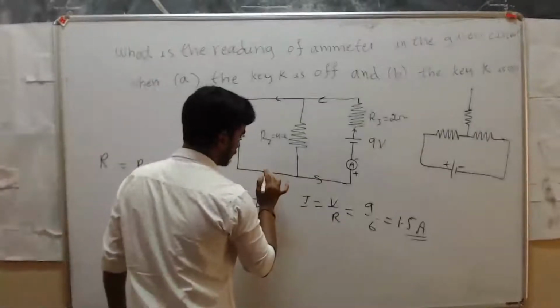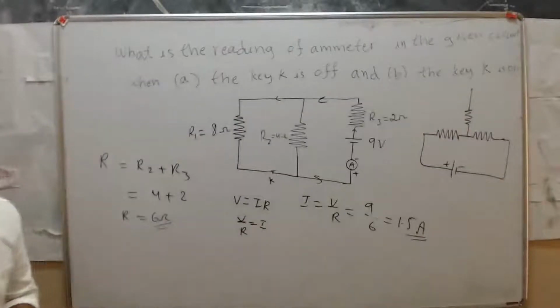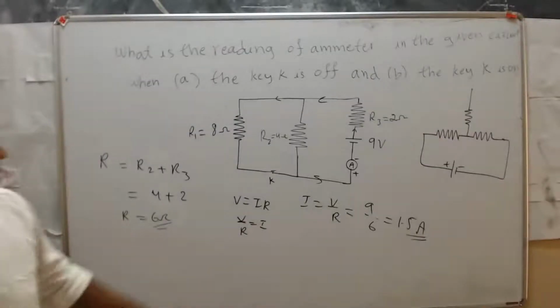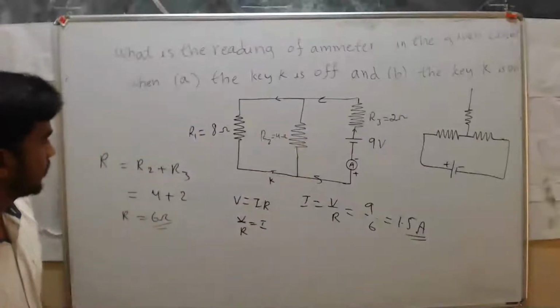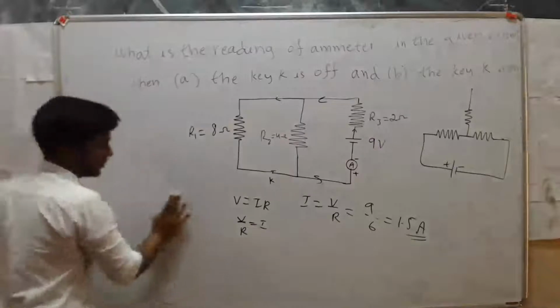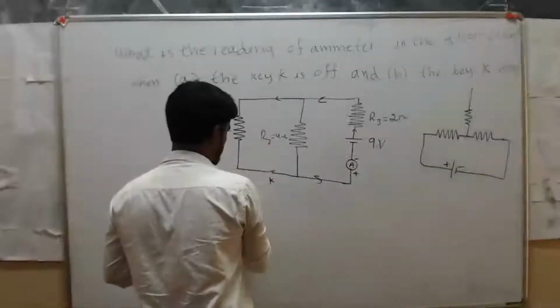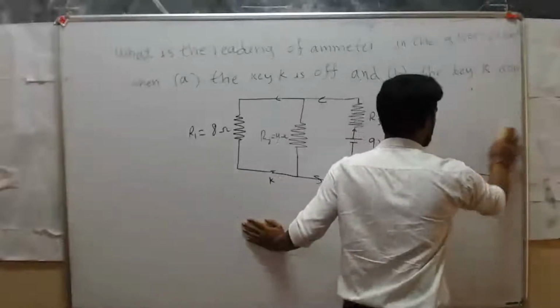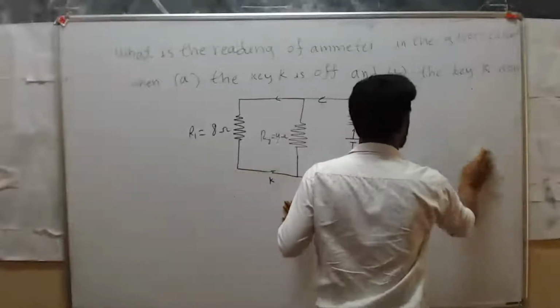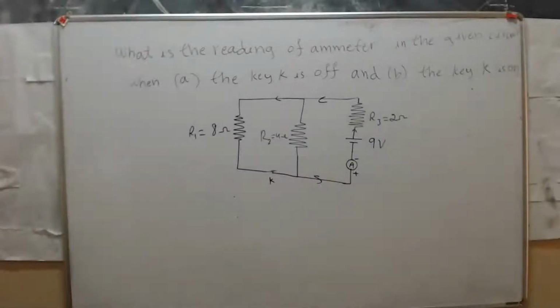Now key is on. Key is on. So now this resistor is connected to this circuit. Yes. So now we can say that the resistors are in parallel. We can't say the resistors are in series. Why? Because this end is connected, right? Yes. First calculate the equivalent resistance.